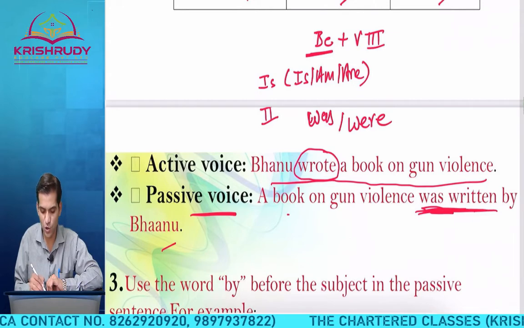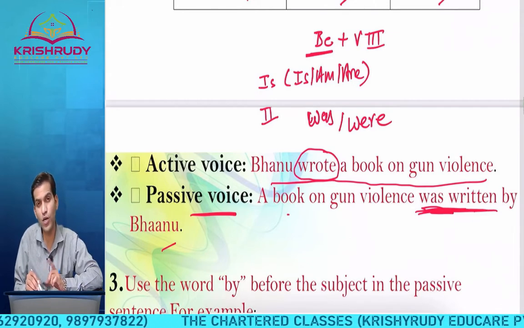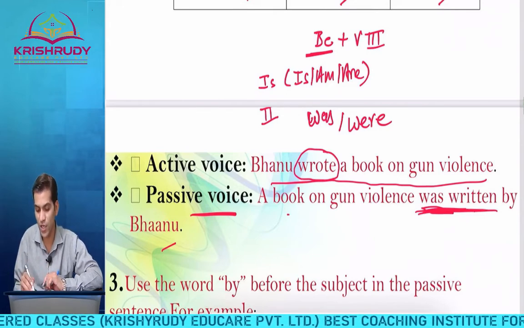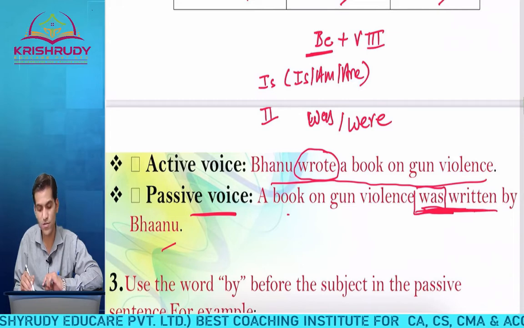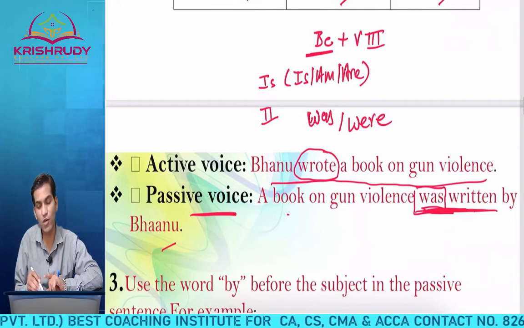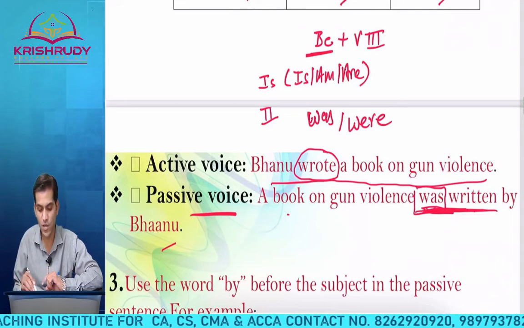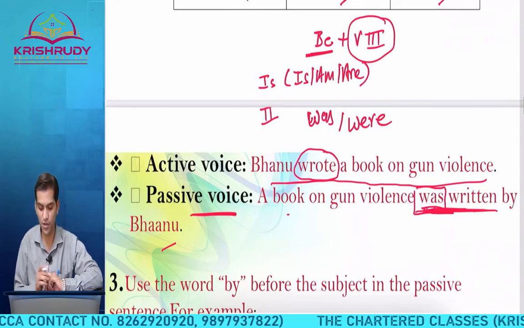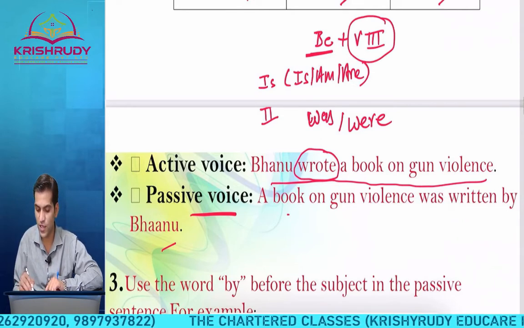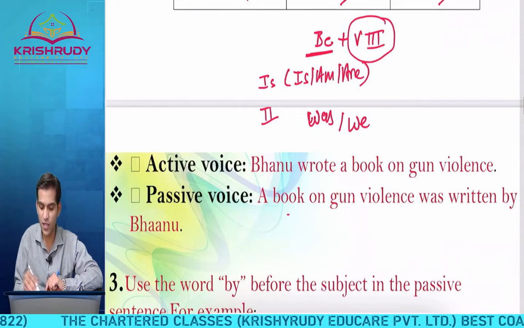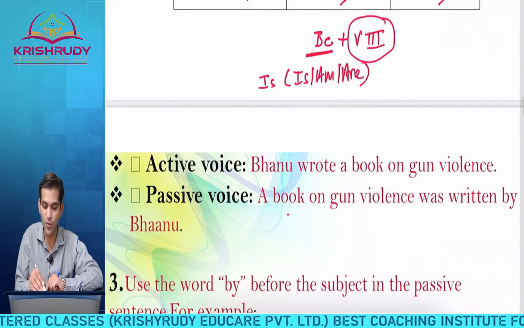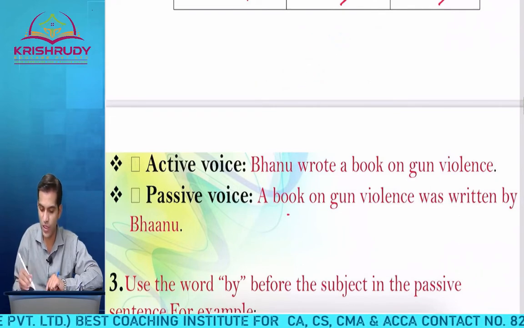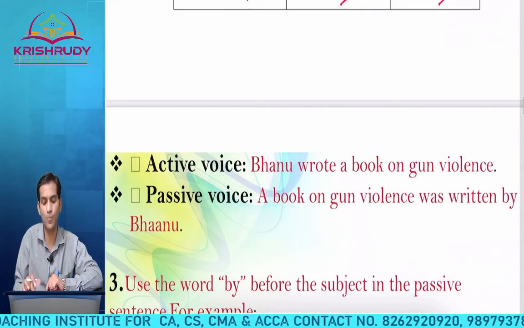So here, wrote is the second form of the verb, and when we changed it into passive, you can see that we used was, because a book is singular, that's why we use was, and with this we used the verb's third form, which is written. I hope you understood very well, and you will not forget this formula of be plus third form whenever you are trying to change an active sentence into passive.